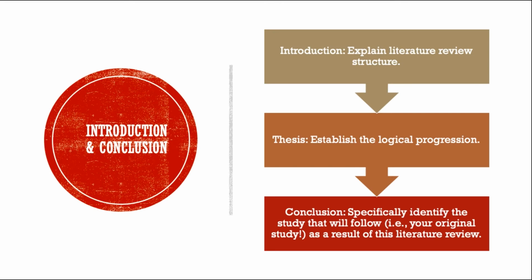Then, let's focus now on the introduction and the conclusion when we do a literature review. I mean that not only for the whole literature review, but for every paragraph, it has an introduction, the thesis, and the conclusion. So you have to explain the literature review structure, and after you put the thesis, you establish the logical progression. So what is the structure for the literature review? Maybe you will say this chapter consists of several sections.